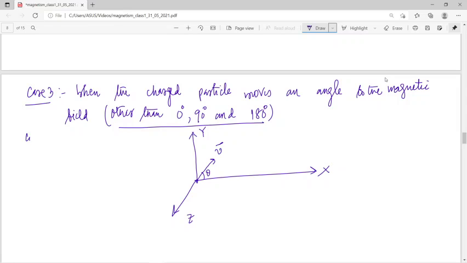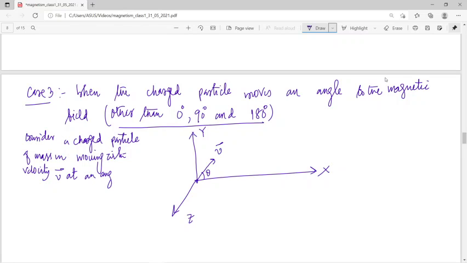Consider a charged particle of mass m moving with velocity v at an angle theta with the direction of the magnetic field, that is B.